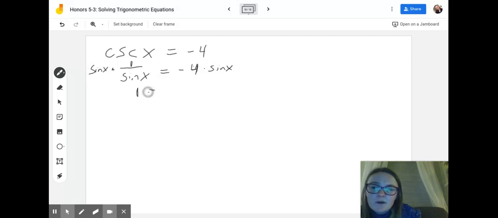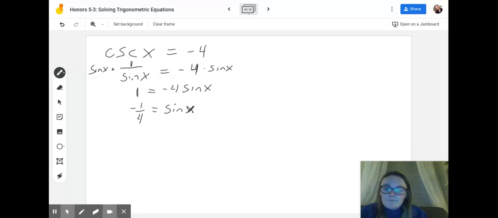And so what I get is 1 is equal to negative 4 sine x, and if I divide by negative 4 on both sides, I get negative 1/4 is equal to sine x. So that's kind of like the process there, or you could just take the reciprocal of both sides. That's totally allowed.